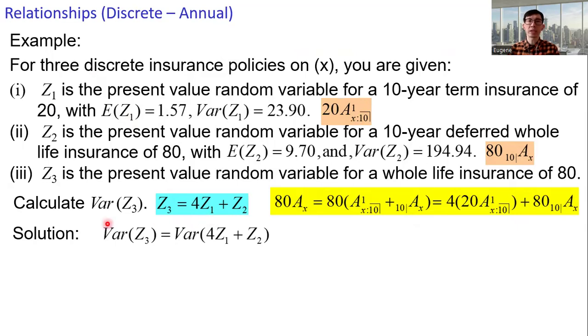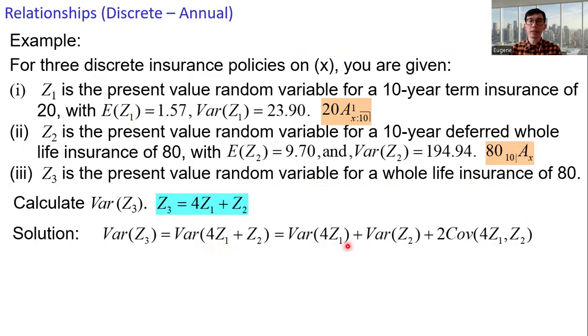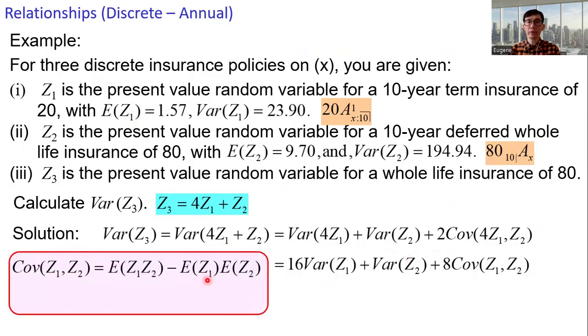And we want to get the variance of Z3, which equals the variance of 4Z1 plus Z2. By definition, this equals the variance of 4Z1 plus the variance of Z2 plus 2 times the covariance of 4Z1 and Z2. Factor out the constant. And we need to get the covariance. The covariance of Z1 and Z2 equals the expected value of Z1 times Z2 minus the product of the expected value of Z1 and the expected value of Z2.